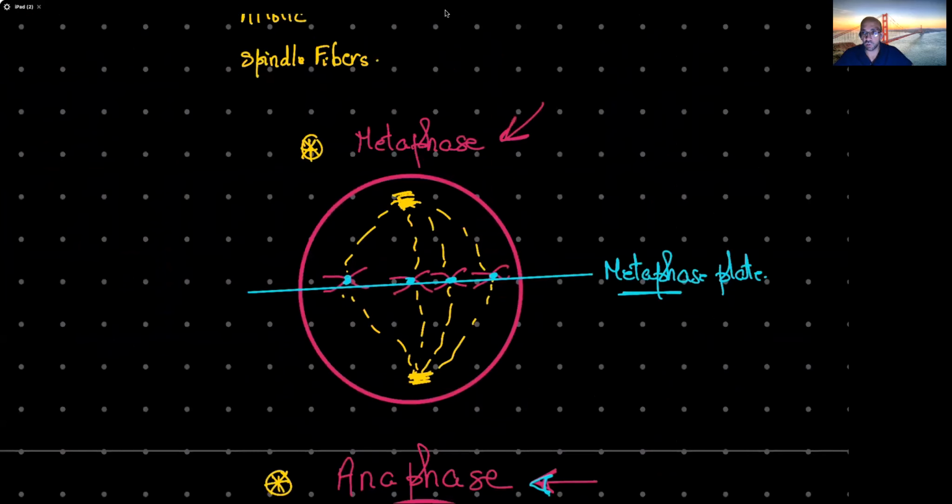The mitotic spindle fibers will start to contract, pulling the chromosomes towards the two opposing poles of the cell. This will cause the arrangement of the chromosomes and their centromeres at the equator of the cell, forming what we call the metaphase plate. And this is the phase that I call here my metaphase.